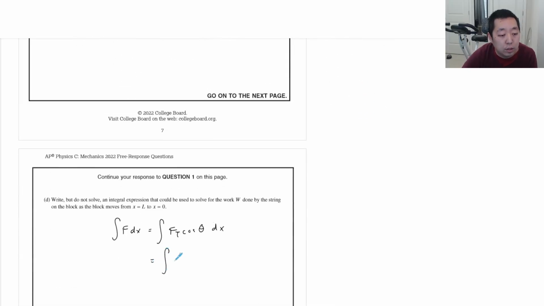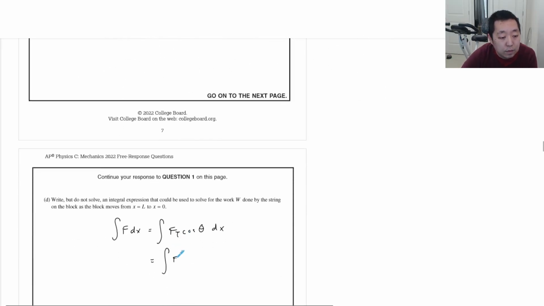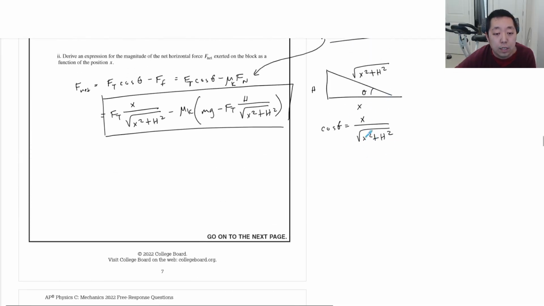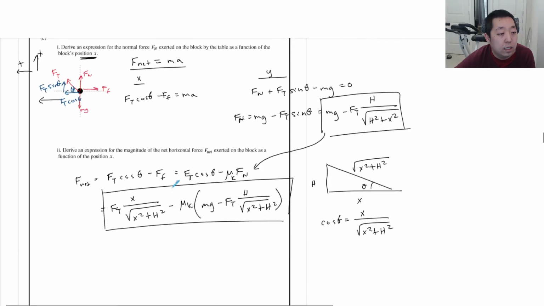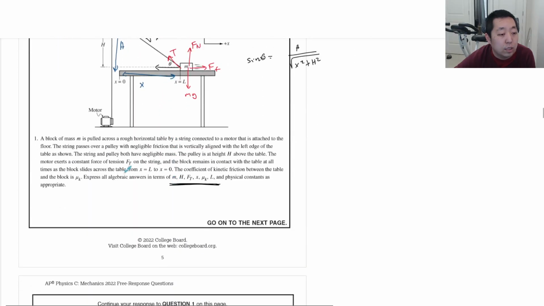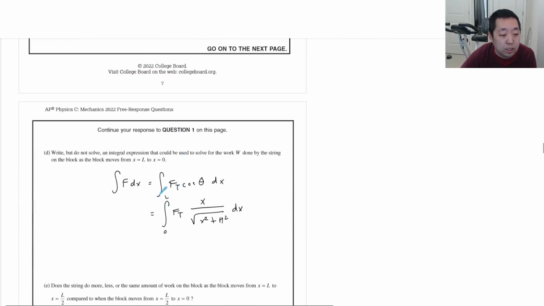So then you would say that's the integral of this thing here. Work done by the string, so that's Ft times cosine, and what did I say? Cosine is x over root x squared plus h squared, right? And now I want to integrate it from 0 to L. And that's fine. I think they said the tension was constant, right? Constant force tension. So I don't have to do anything with the tension force because it's constant. It's not changing as a function of x. So I would do this integral right here.